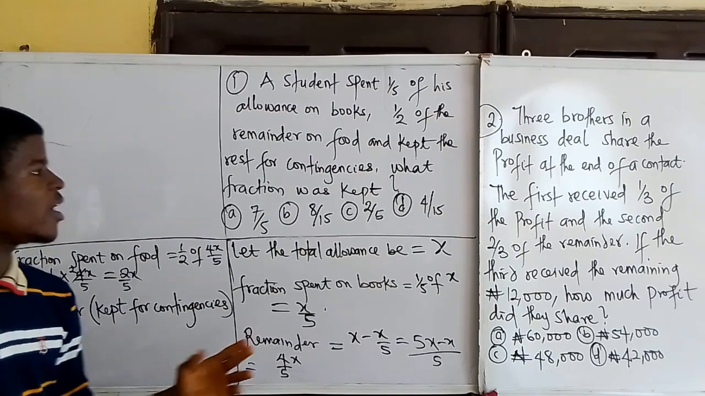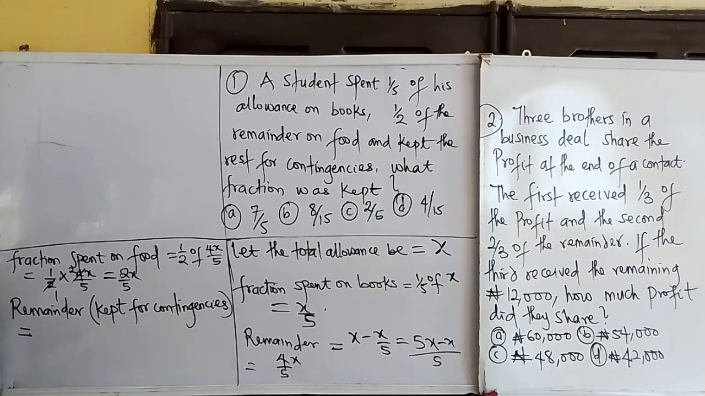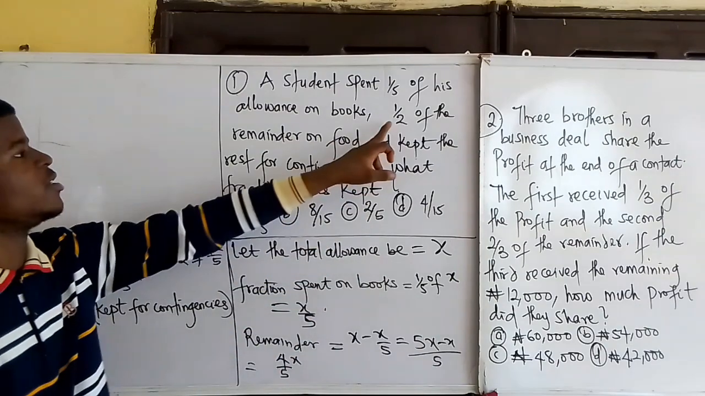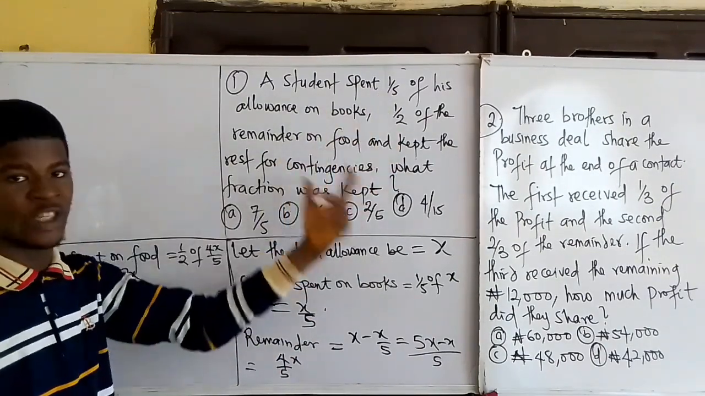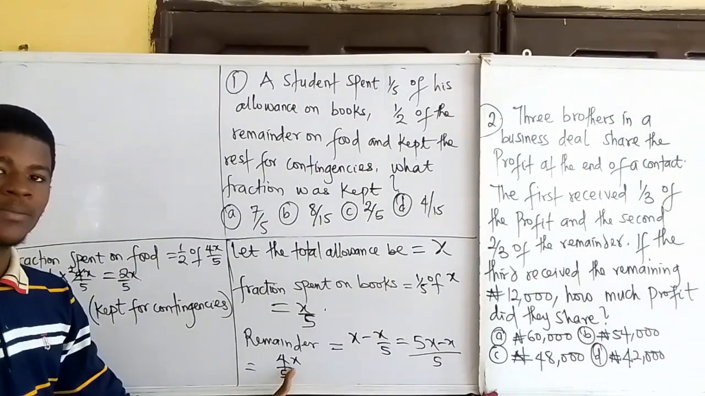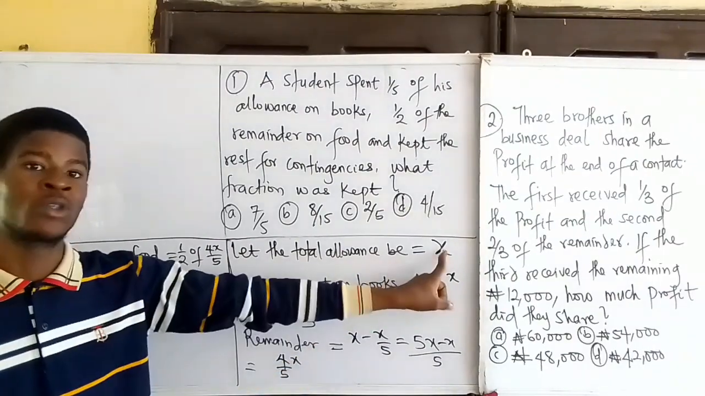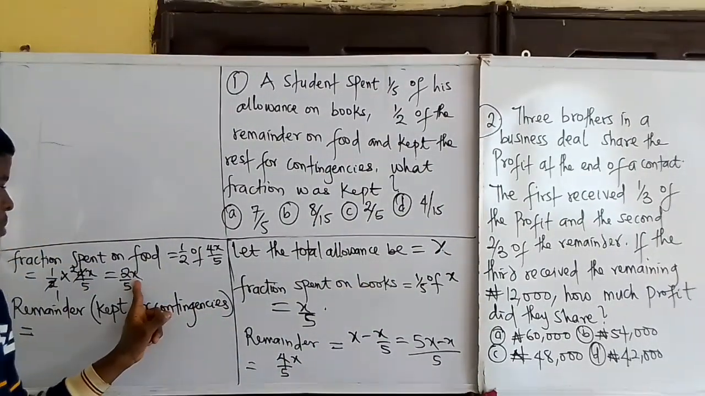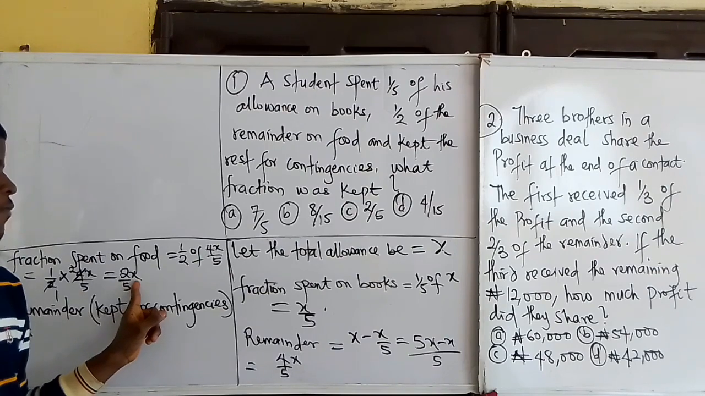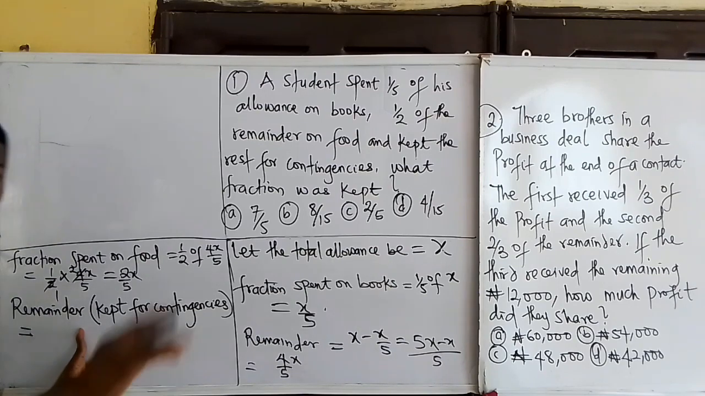Now, he kept the rest for contingencies. Now, how do we get the amount or the fraction that he kept for contingencies? That is actually the remainder, what is left, after spending this and this on food and books respectively. To get the fraction that was kept, we are going to remove this fraction spent on food from the remainder, because this is what is left after removing this amount spent on books from the total allowance. So if we remove this amount spent on food from the total remainder, we are going to get the remainder that is now kept for contingencies.